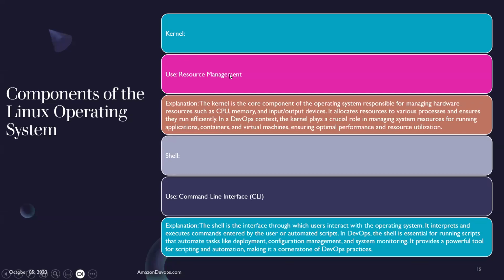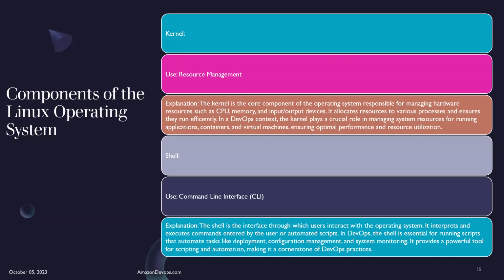The kernel is nothing but resource management. It is one of the key components of the Linux operating system. Its work is to manage hardware resources such as CPU, memory, and also the input and output devices. So it's able to allocate resources to various processes and ensure that all your applications and processes are running effectively.